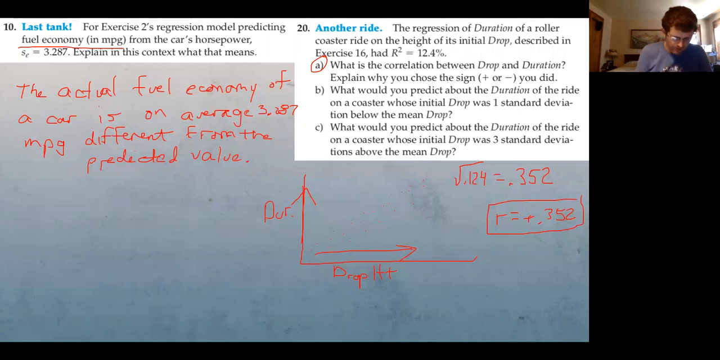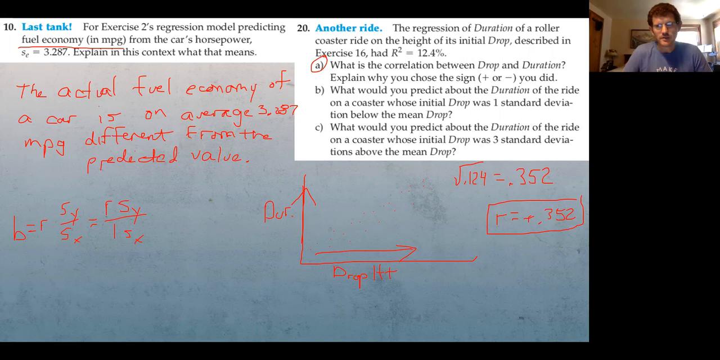And this is where it's helpful to think about our slope equation. So it's R times S sub Y over S sub X, which I'm going to rewrite as R times S sub Y over 1 times S sub X. So that means for every 1 standard deviation in X that we move, we're going to go up or down R times the standard deviation of Y. In this example, 1 standard deviation below the mean, so I'm going to move -1 standard deviations of X, which means I'm going to go negative R times the standard deviation of Y. So going 1 standard deviation below the mean in drop should make the duration go down R times the standard deviation of Y in duration.